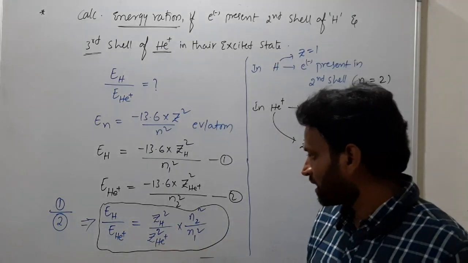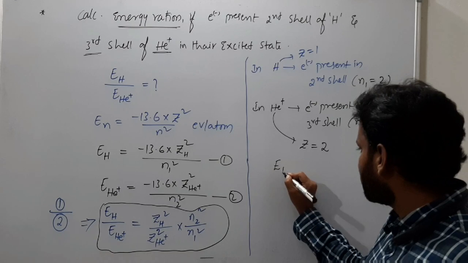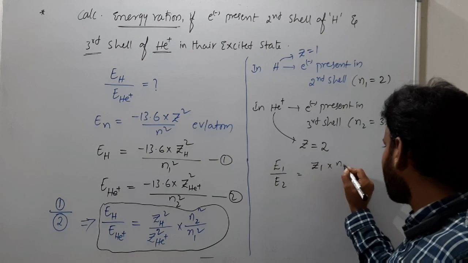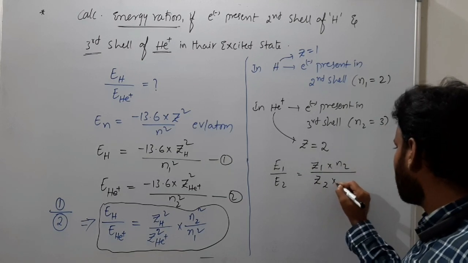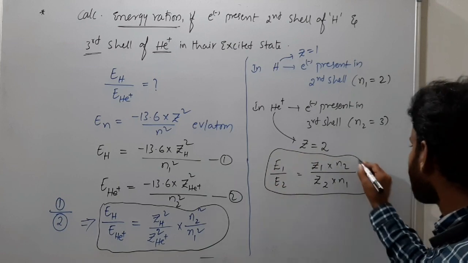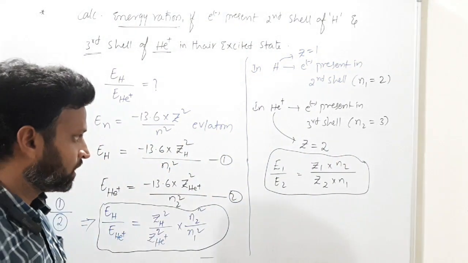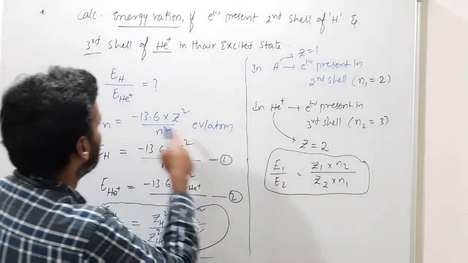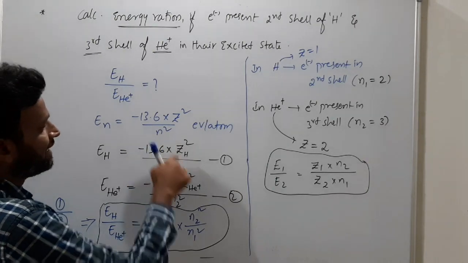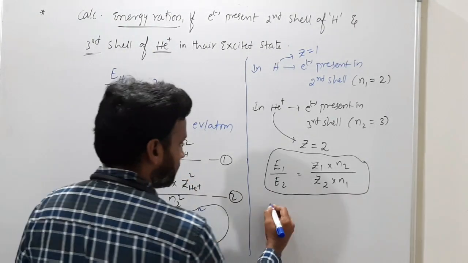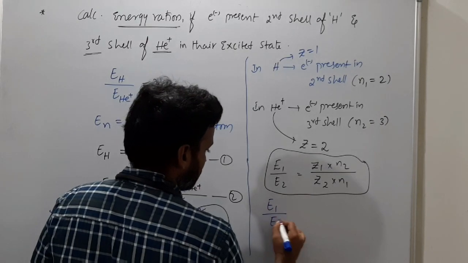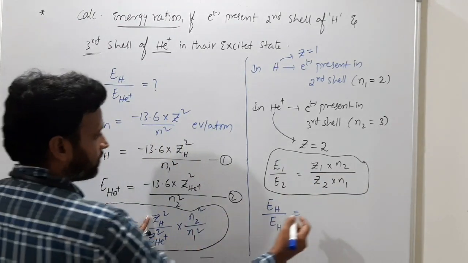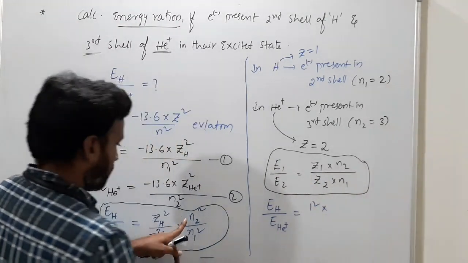If atomic numbers are different, what is our final formula? E1 by E2 is equal to Z1 square into n2 square by Z2 square into n1 square. This is the formula. In general, if atomic numbers are the same, Z1 and Z2 will cancel. Why n2 by n1? Because the n value is in the denominator. Got it clearly?